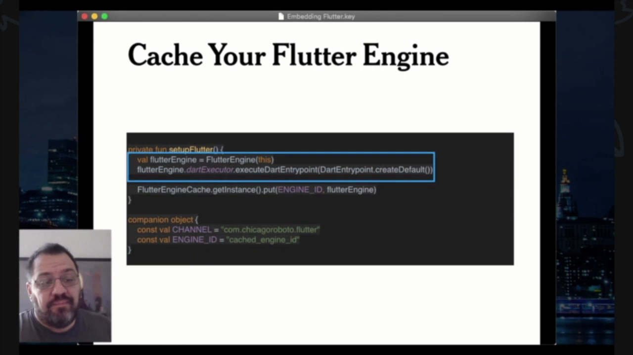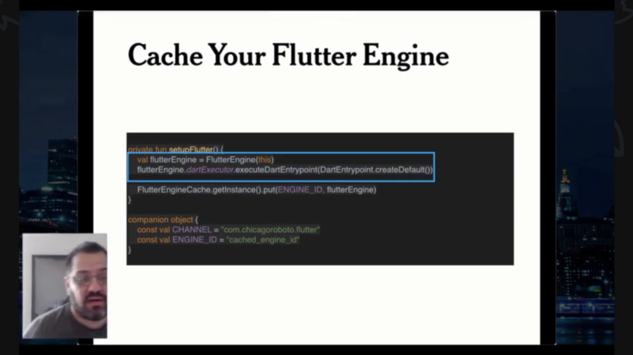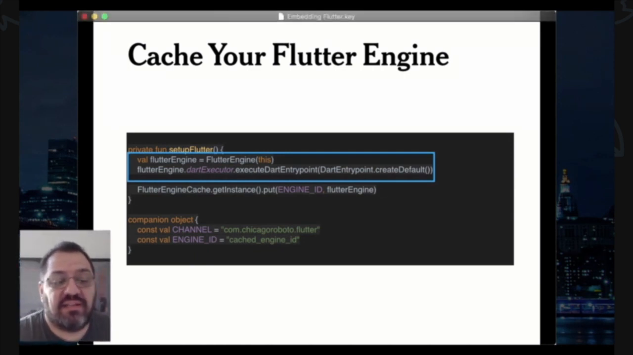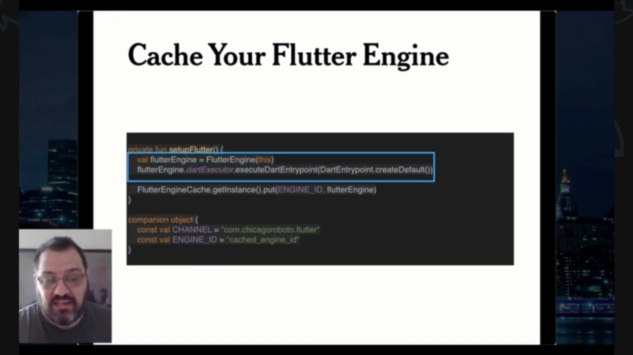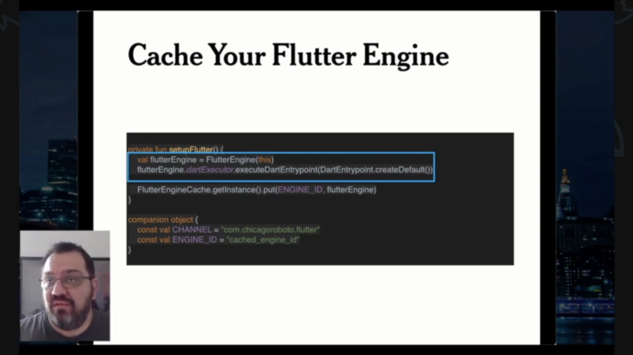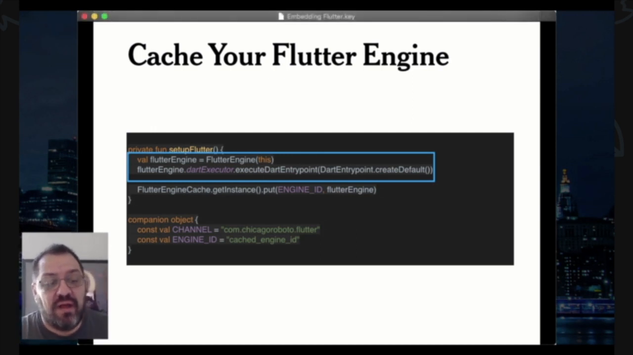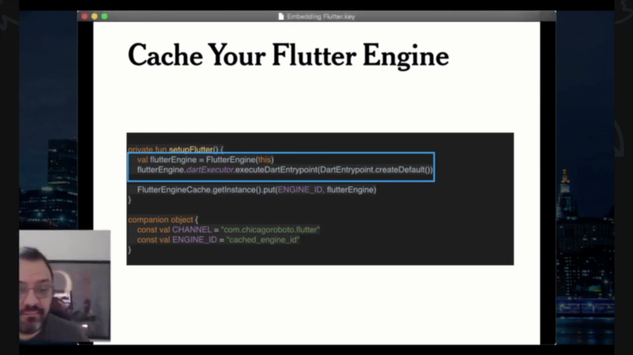All right, so what do we got here? We instantiate our Flutter engine, and then we start executing a Dart entry point. Now, that DartEntrypoint.createDefault method is actually creating a reference to the main function in your Dart code. If you've overridden that code or changed the way that your app is instantiated within that Flutter code, you can change that here.